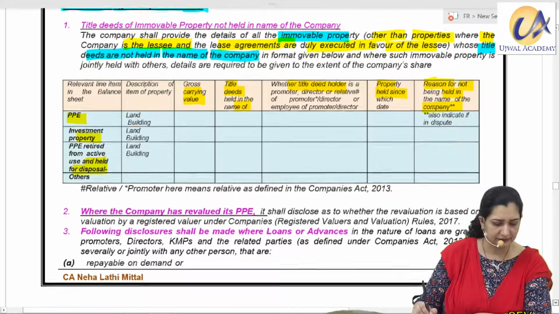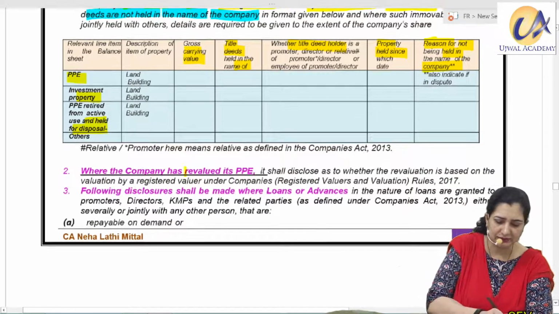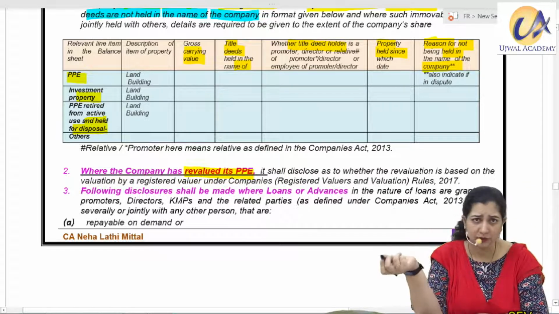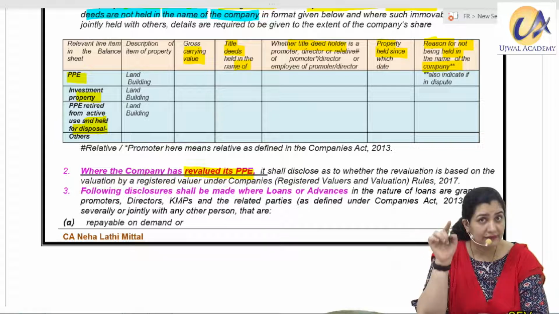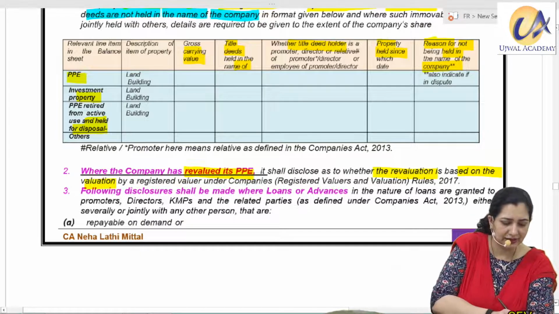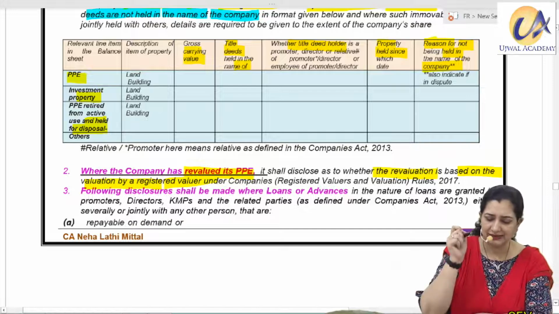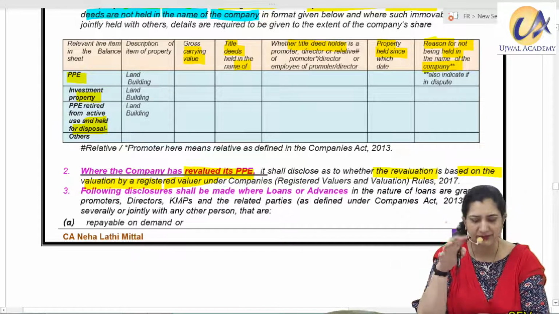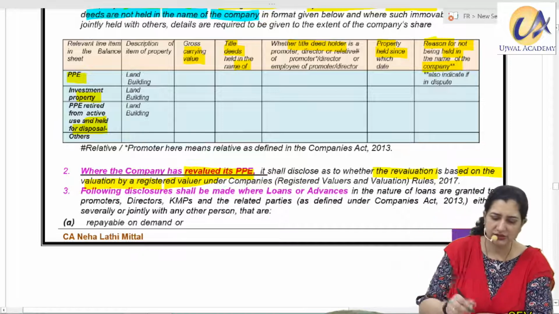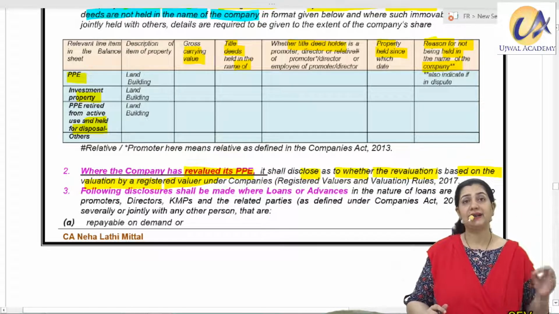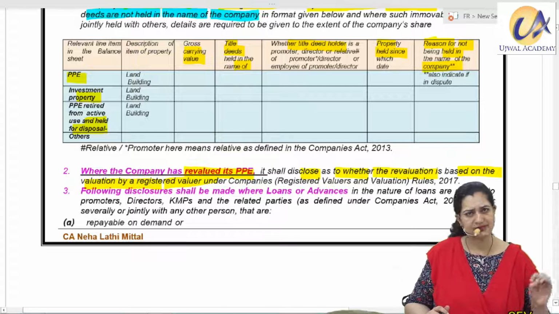Similarly, secondly, if the company has revalued their PPE, revaluation can be done, that's not a problem. AS 10 allows you to do revaluation, but revaluation should be done based on the valuation by a registered valuer. These registered valuers, we have got separate rules under the Companies Act. So whether the company has done revaluation, disclose, and whether they have done it as per the valuation done by a registered valuer. Simple one.